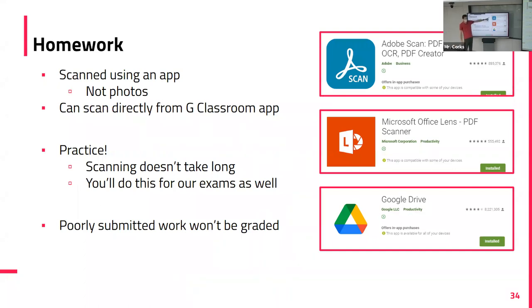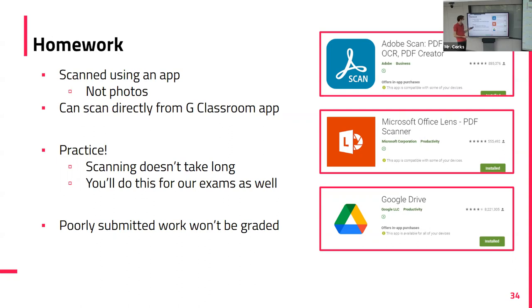Adobe Scan is great. Microsoft Lens also works very well, and these are all free. Google Drive has a scanner built in. Also the Google Classroom app: for this assignment, when you press attach files, there'll be an option to upload a file, or on the right there's an option for scanner. It's built into the app. It's really quick to use.